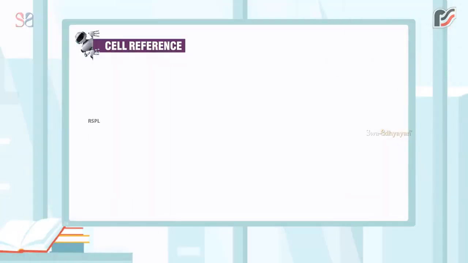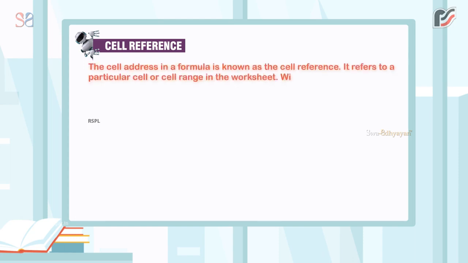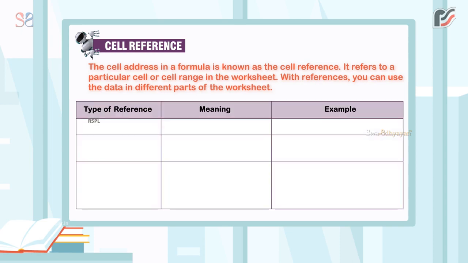Let's begin with cell reference. The cell address in a formula is known as the cell reference. It refers to a particular cell or cell range in the worksheet. With references, you can use the data in different parts of the worksheet. There are three types of cell references: relative reference, absolute reference, and mixed reference. References behave differently when copied and filled to other cells. Relative references change when a formula is copied to another cell.